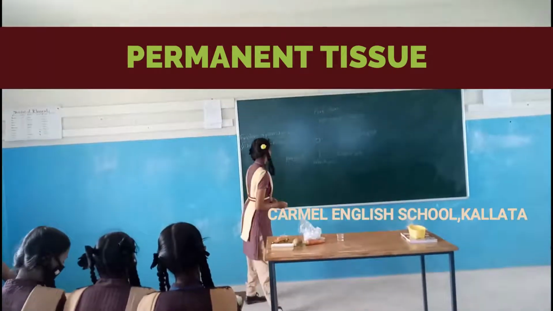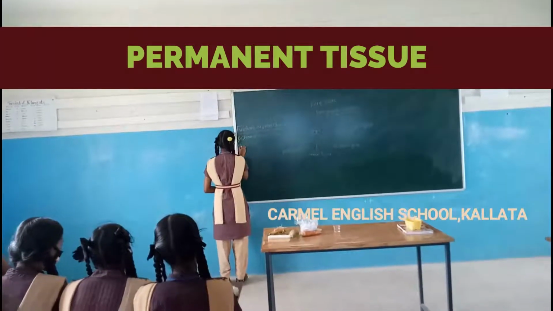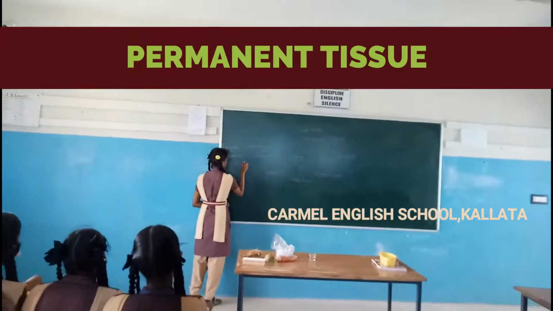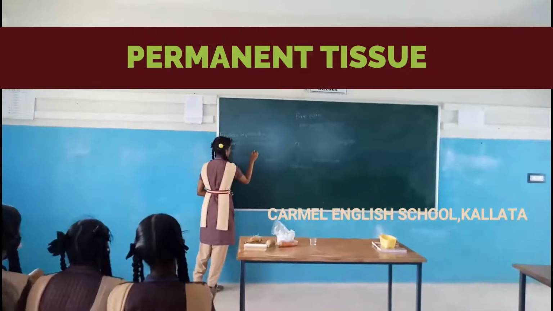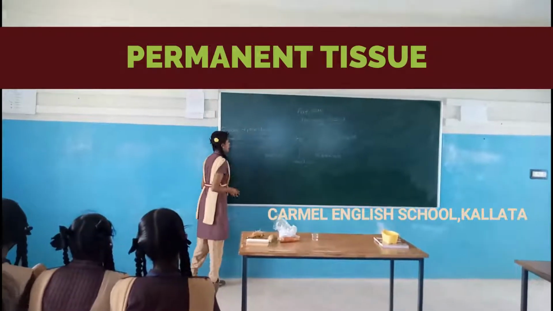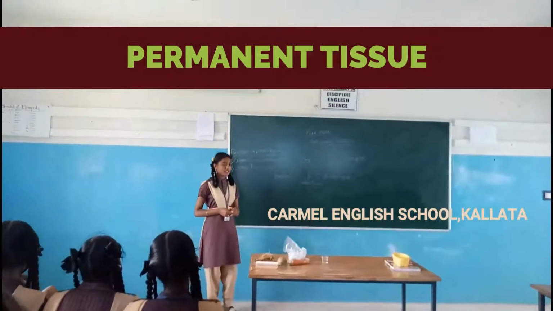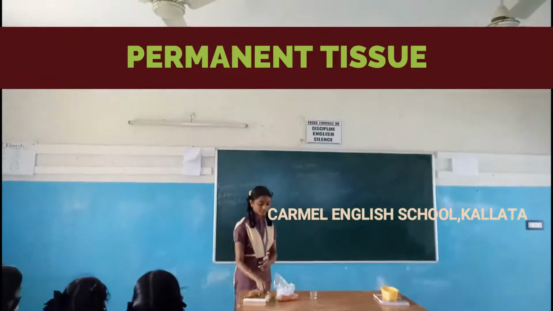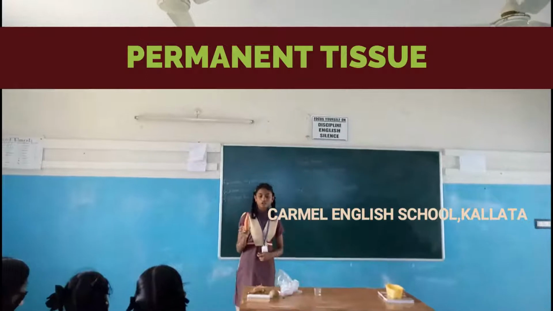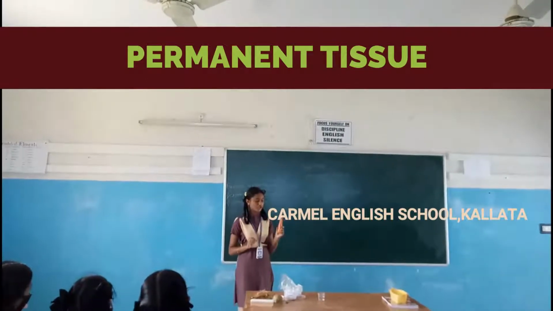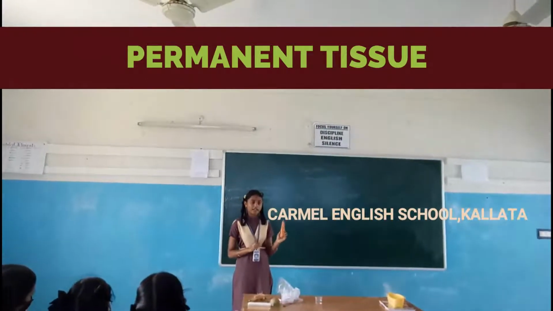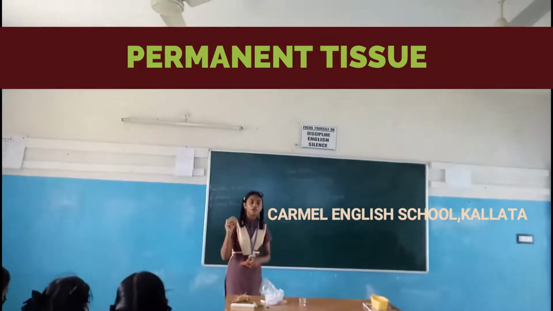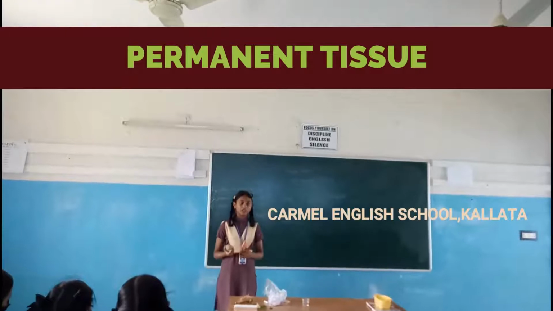The second one is storage parenchyma. The second function of parenchyma is that it stores food in stems and roots. For example, we all know that this is a carrot and it is produced in the root. In this, parenchyma stores food. Not only in carrot, it can also store food in potatoes, radish, beetroots, etc.